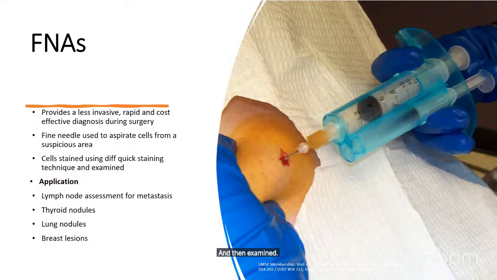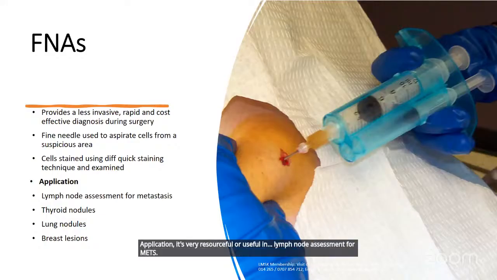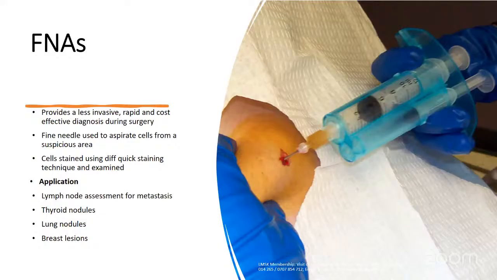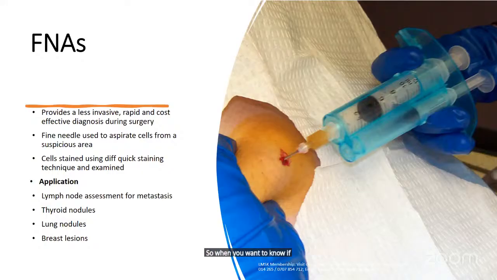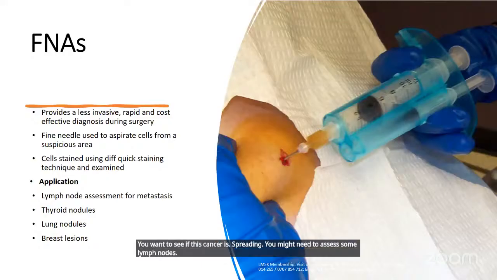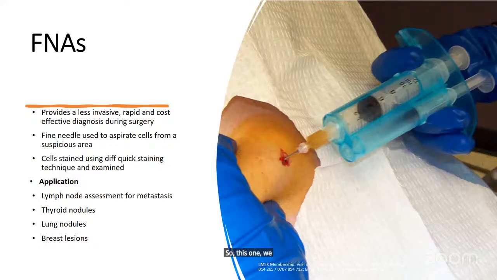And the report is released on site. Application, it's very resourceful or useful in lymph node assessment for METs. When you're talking about malignant tumors, there's always an issue of metastasis. So when you want to know if maybe a client is having a breast lesion or a breast cancer, and you want to see if this cancer is spreading, you might need to assess some lymph nodes. So this one will just help you to collect the sample from the lymph nodes and to know whether the tumor is spreading or not.